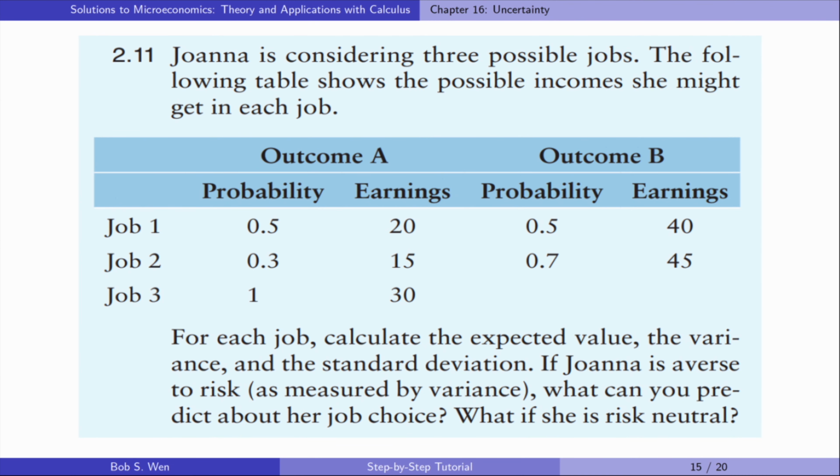Let's go to exercise 2.11. Joanna is considering 3 possible jobs. The following table shows the possible incomes she might get in each job. For each job, calculate the expected value, the variance, and the standard deviation. If Joanna is averse to risk, what can you predict about her job choice? What if she is risk neutral?